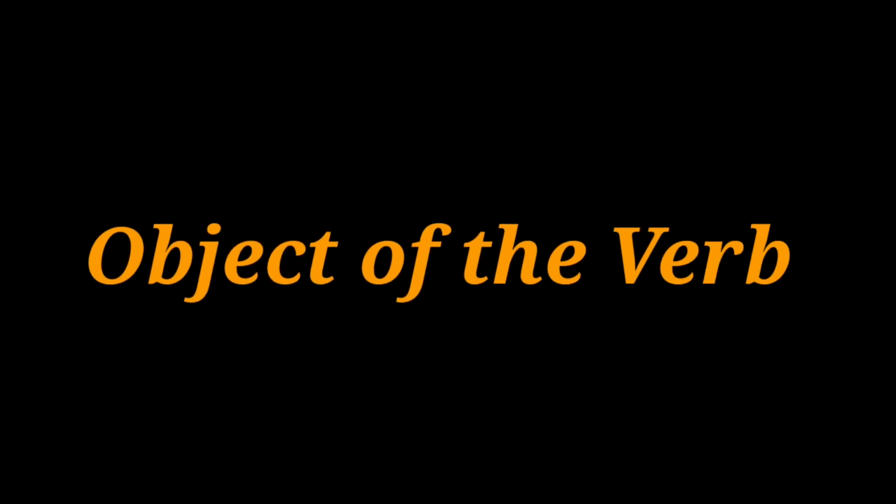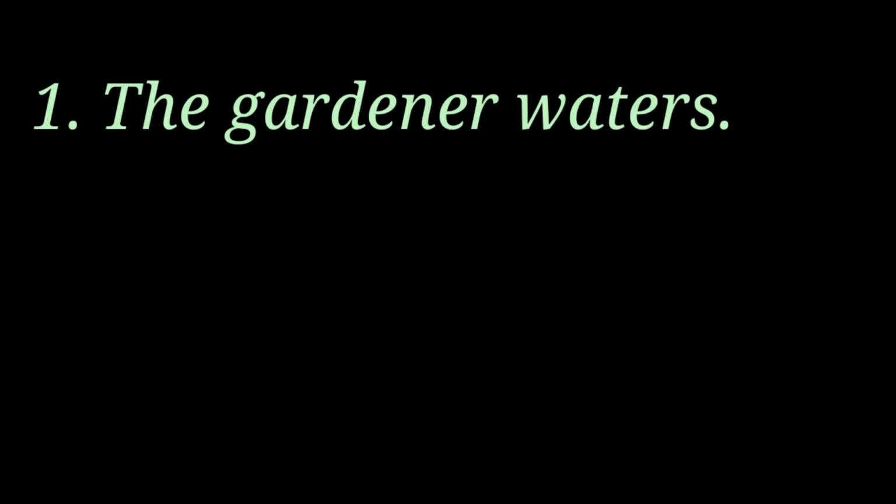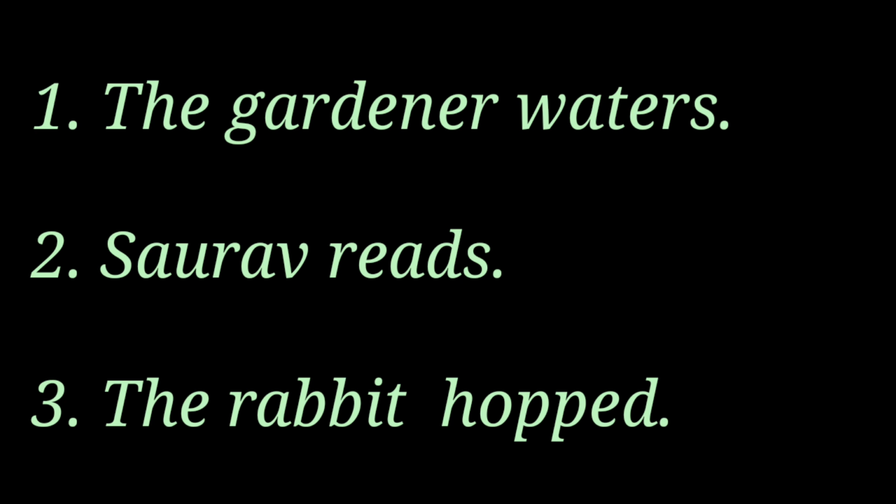Now let us see the object of the verb. Objects are words that directly or indirectly receive the action of the verb. Objects also add to the meaning of the verbs. Look at the following sentences, children. The gardener waters. Saurav reads. The rabbit hoped.